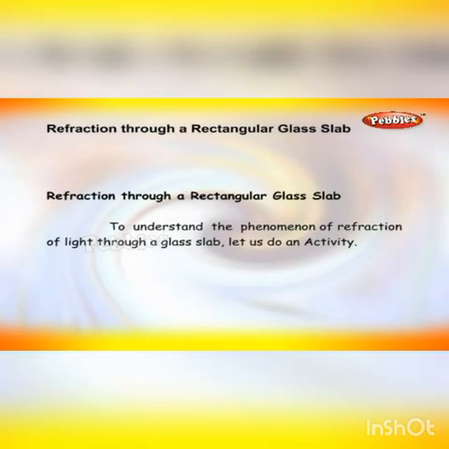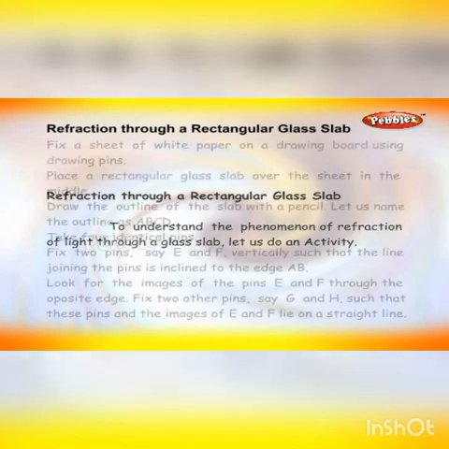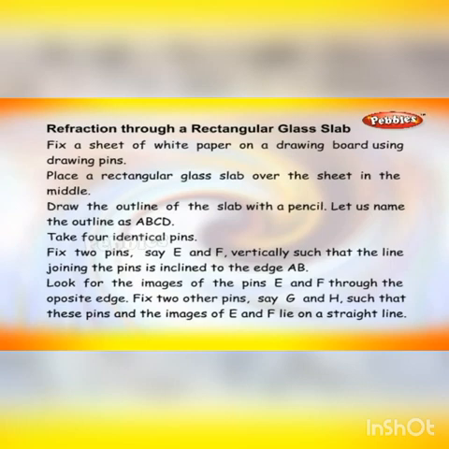Refraction through a rectangular glass slab. To understand the phenomenon of refraction of light through a glass slab, activity: fix a sheet of white paper on a drawing board using drawing pins. Place a rectangular glass slab over the sheet in the middle. Draw the outline of the slab with a pencil. Let us name the outline as A, B, C, D. Take 4 identical pins. Fix 2 pins, say E and F, vertically such that the line joining the pins is inclined to the edge AB.